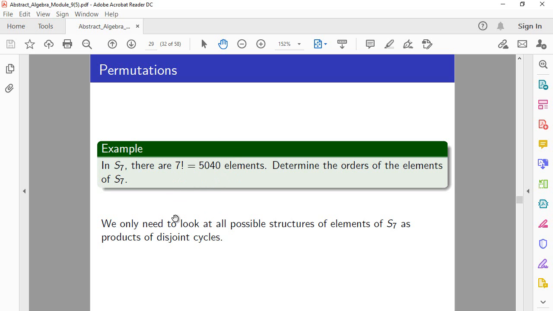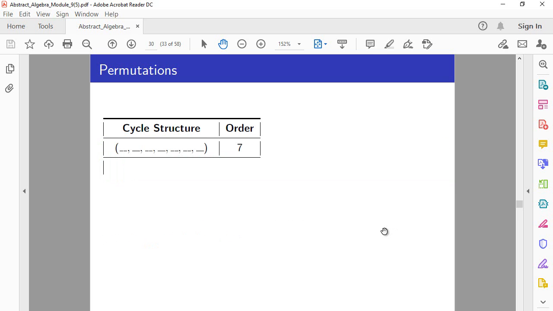So we can look at the possible cycle structures of the elements of S7 and find out the possible orders of the elements. Notice that every element of S7 can be written as a product of disjoint cycles. So as products of disjoint cycles, how many ways can we express the permutations in S7? Maybe we have a cycle of length 7. Then all these symbols are covered here.